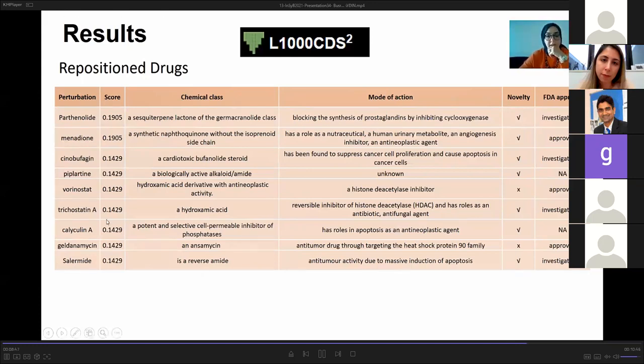Some of them have a role as antineoplastic agents such as geldanamycin and salermide, or antifungal agents such as ripostatin A. And we have two histone deacetylase inhibitors, vorinostat and a second inhibitor. The approval status of the drugs can be seen in the table. Except for geldanamycin and vorinostat, all of these drugs were not reported before for treatment of pitnets. Geldanamycin and vorinostat were also reported by our research group.